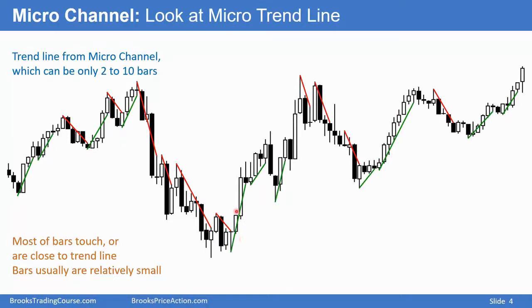And here are a number of bull microchannels. So 4 bars up, and then a pullback. That ends that channel. And then we got another 4-bar bull microchannel here. Here we have about a 7 or 8-bar bull microchannel.